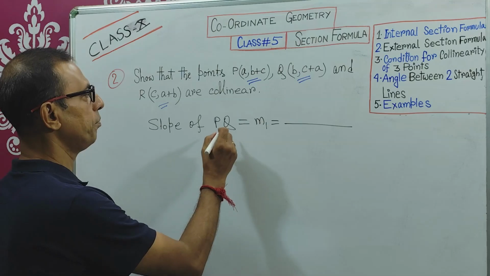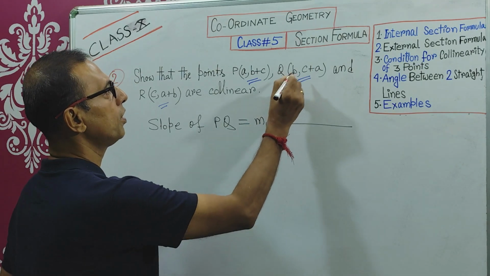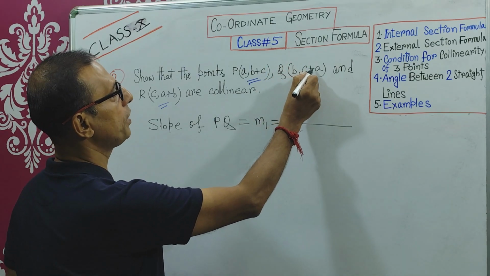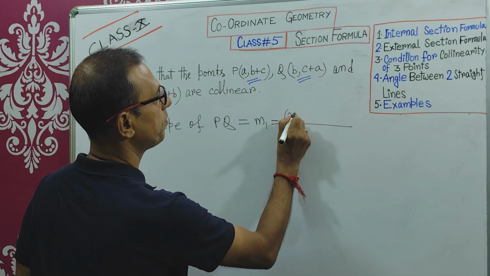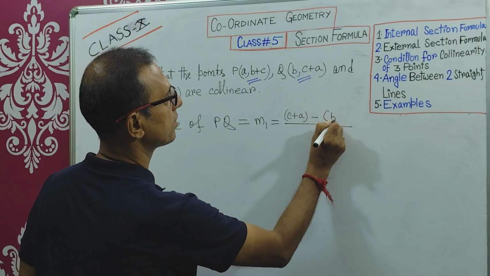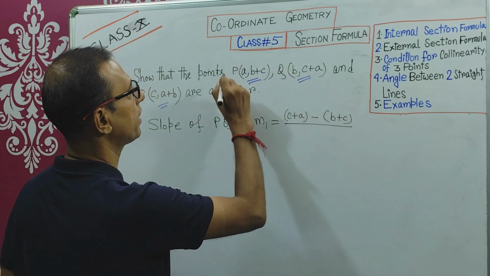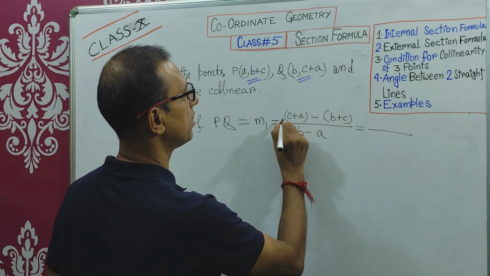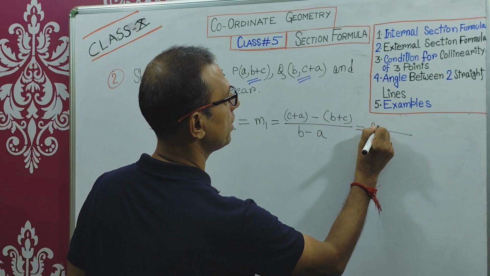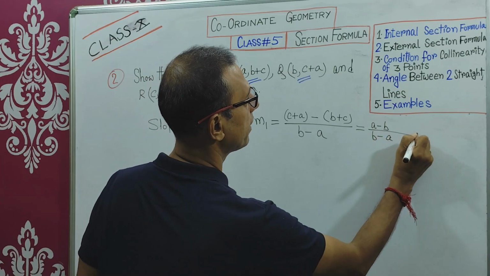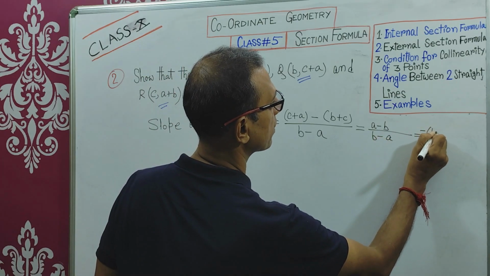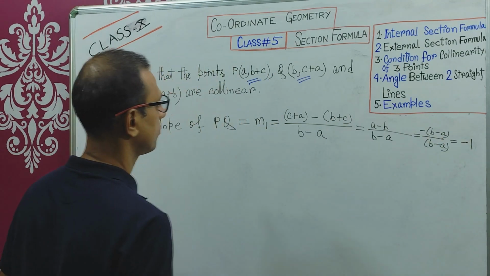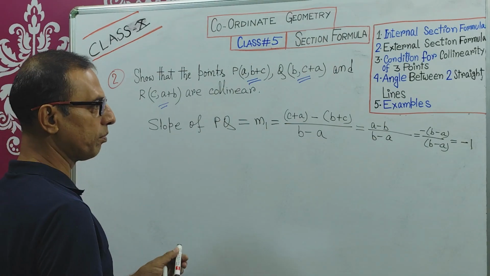Okay. So PQ equals m1 equals, and in the 4th class I have already explained all these things very clearly. So y2 minus y1, that means C plus A minus B plus C, over x2 minus x1, B minus A. That means C minus C cancels, so A minus B by B minus A, that means minus of B minus A by B minus A, which equals minus 1. The slope of PQ is minus 1.